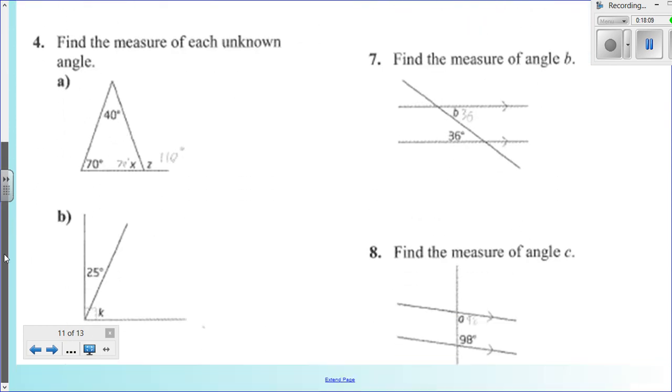For example number 4, we're asked to find some missing angles. So for 4A, angle X and angle Z. Angle X can be found to be 70 degrees because the interior angles of a triangle have to equal 180 degrees. Once I found that to be 70 degrees, I can then use supplementary angles to figure out the angle Z is 110 degrees. For B, we have a right angle right here denoted by this square. So over here is 25 degrees, which means that K is then going to be the complement of that, which is 35 degrees.